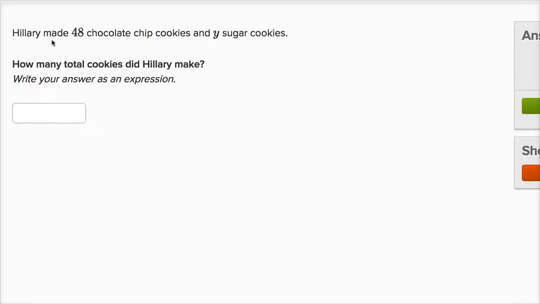Hillary made 48 chocolate chip cookies and Y sugar cookies. How many total cookies did Hillary make? Well, 48 chocolate chip cookies. And then to add that, the number of sugar cookies she made, and there you have it. That's the total number of cookies she made. If she made 2 sugar cookies, Y would be 2, and she would have made a total of 50 cookies. If she made 100 sugar cookies, then this would be 100 plus 48, which would be 148 total cookies.